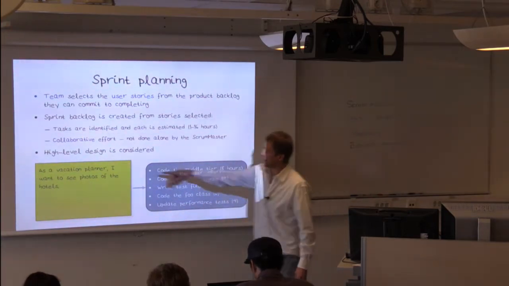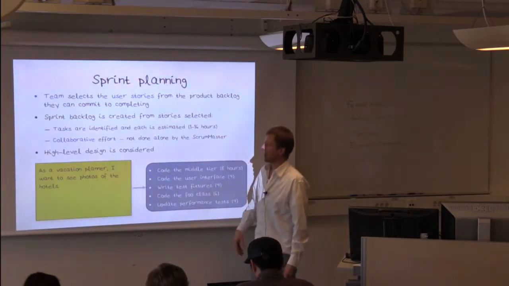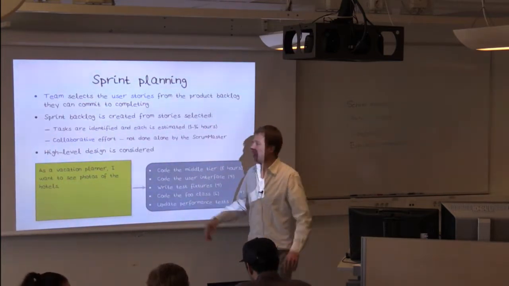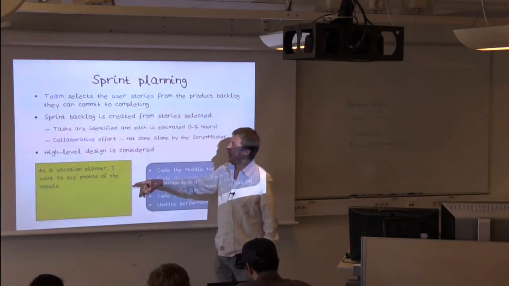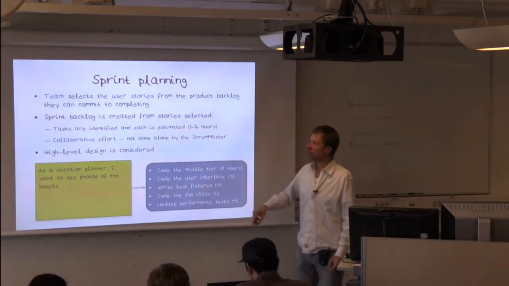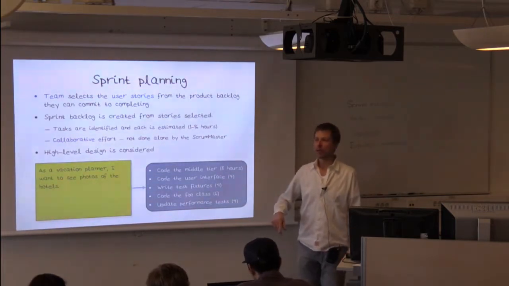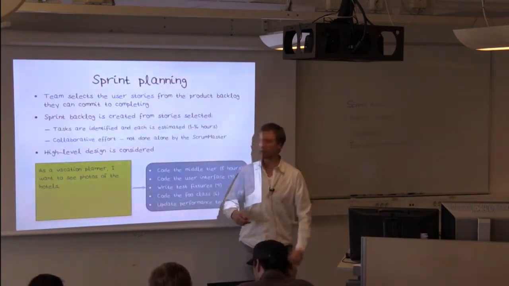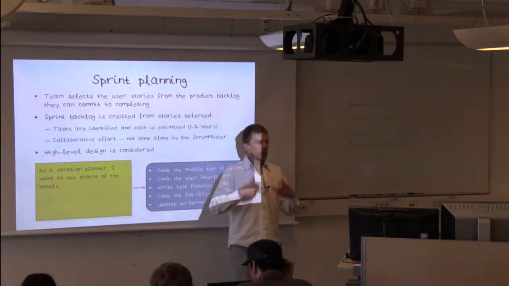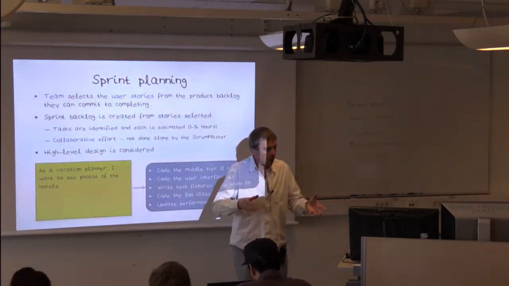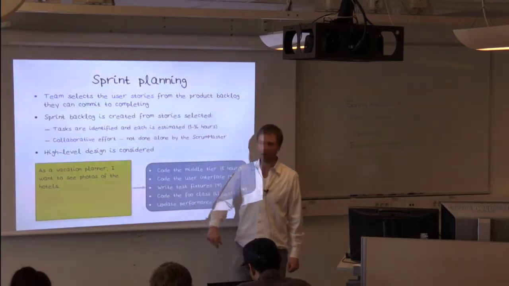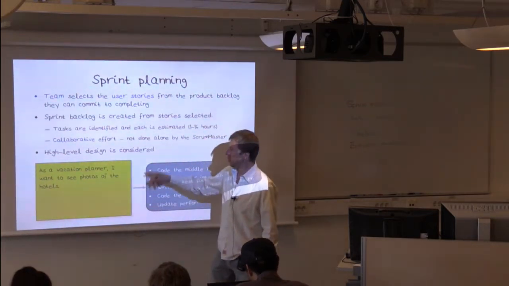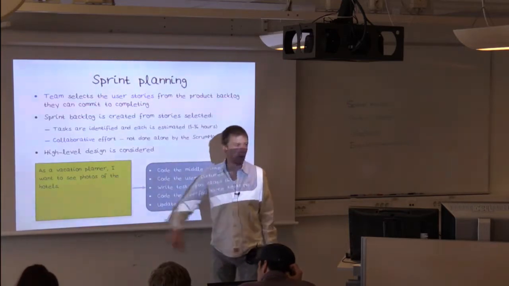This is an example of a poor user story, but it's yet a user story. As a vacation planner, I want to see photos of the hotels, right? This probably has something to do with some travel agency business or something. And so the product owner is formulating his or her requirement, this feature he or she wants, as this. As a vacation planner, so that you know who is interested in this feature. And you know what they want. They want to see photos of the hotels.